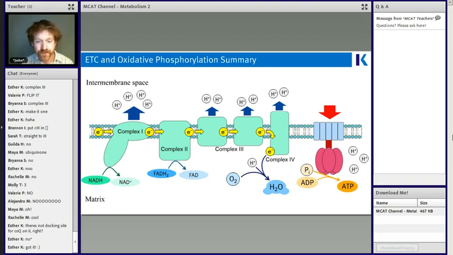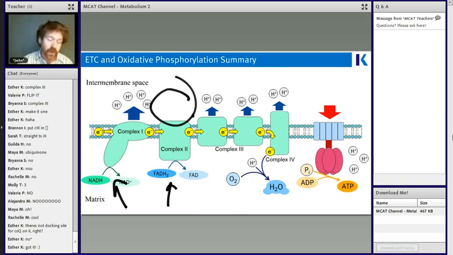All right, so that's a little summary showing all the protons moving and the electrons moving down the line, namely focusing on things like NADH affecting complex 1, FADH2 affecting complex 2. Notice complex 2 is not pumping protons, whereas complex 3 and 4 are. So that's more of the big picture stuff to focus on here.